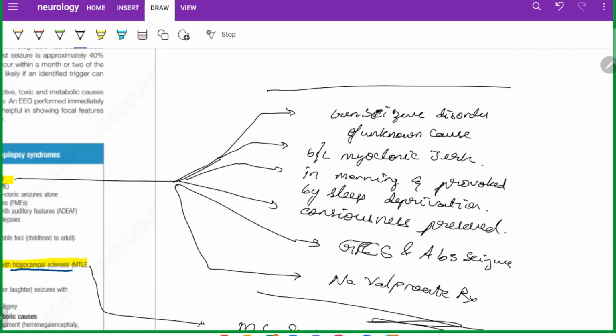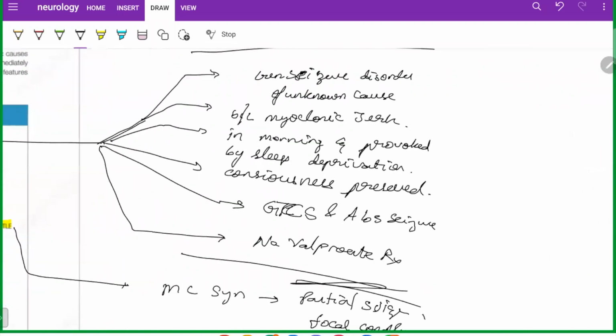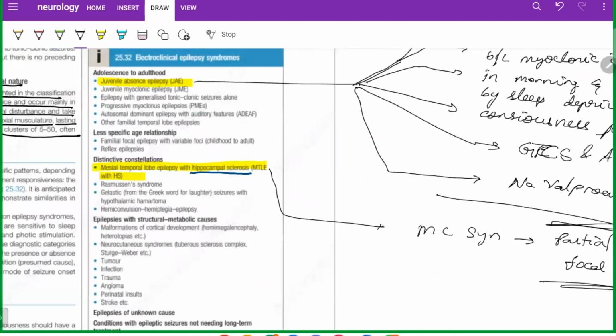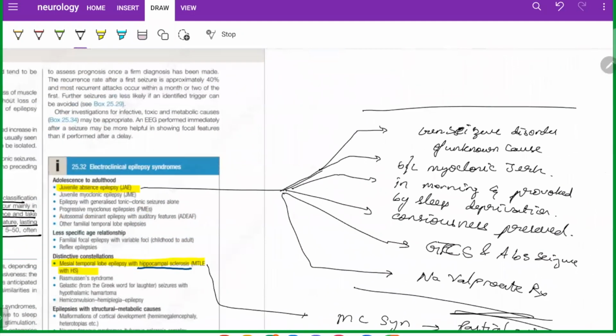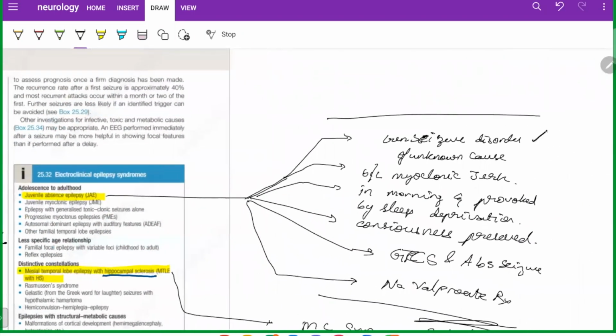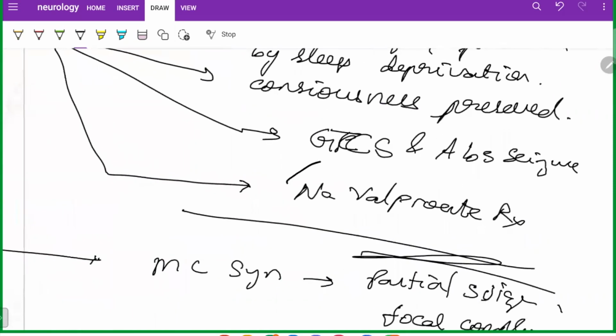So the first one is juvenile absence epilepsy, number 1. Number 2 is mesial temporal lobe epilepsy with hippocampal sclerosis. These two are important. So what happens in juvenile absence? It is a generalized seizure disorder of unknown cause. There will be bilateral myoclonic jerks in the morning and it is provoked by sleep deprivation. The drug we give is sodium valproate, the drug of choice for these patients.